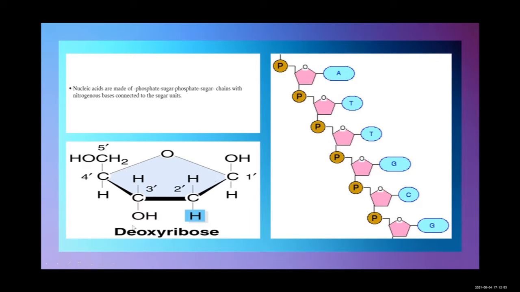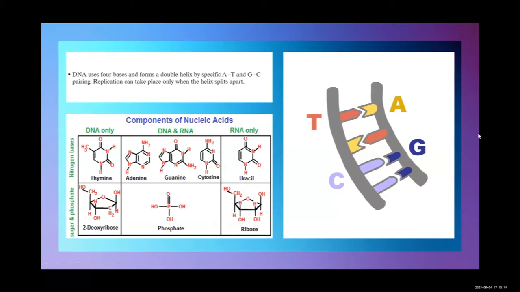This right here is a model of deoxyribose. Now, deoxyribose is what we're dealing with right around in here, and deoxyribonucleic acid is where we get DNA. So when you combine this deoxyribose here with your nucleic acid, you get deoxyribonucleic acid, which is DNA. So DNA uses 4 bases and forms a double helix by specific AT and GC pairing. Replication can take place only when the helix splits apart.